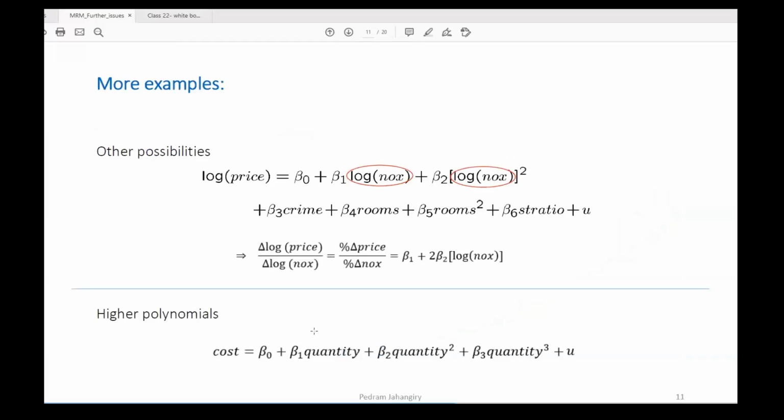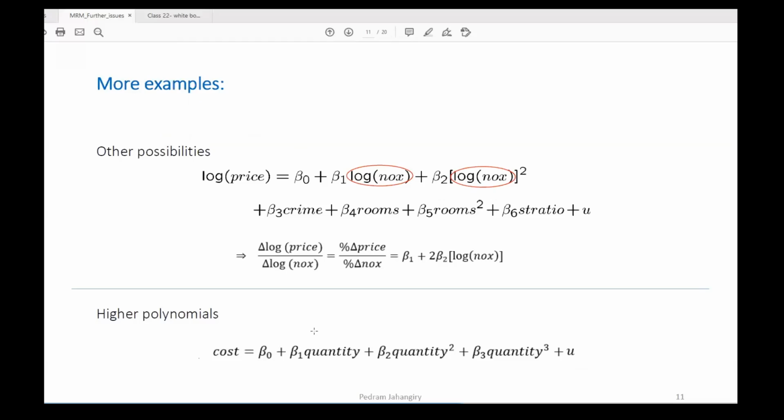All right. Let's look at more examples. So imagine we can have a combination of quadratic version and log at the same time. So let's say I regress log price on log nox and log nox to the power of 2. Okay. Please don't do something like this. This is a common mistake that if you do, you will get a perfect collinearity in the model.